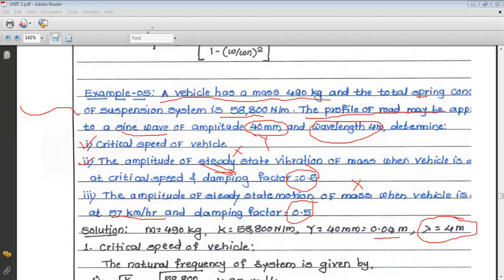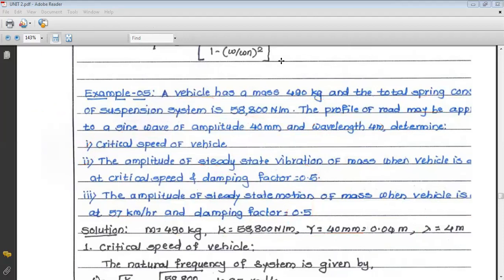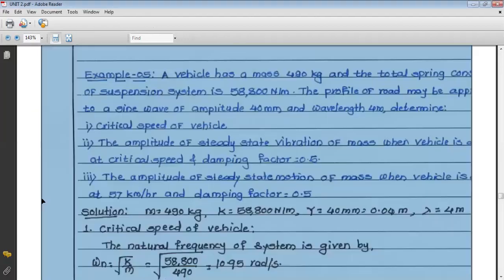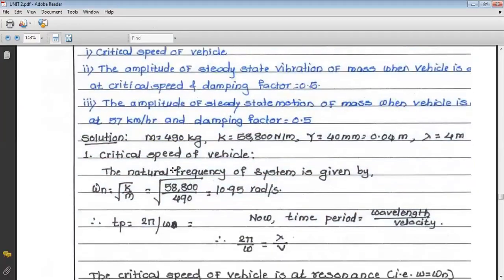So the given data is: the mass is 490 kg, the stiffness is k, the excitation amplitude, that is the rough surface amplitude, is given, and the wavelength of the rough surface is given. Now first we have to find out the critical speed of the vehicle. So how will we find out the critical speed of the vehicle?